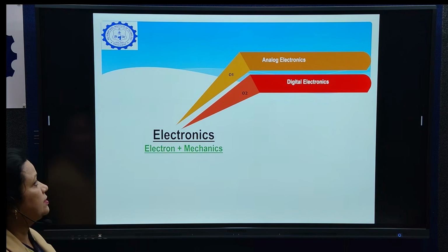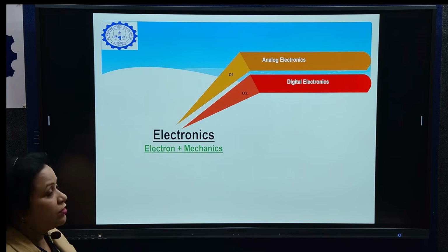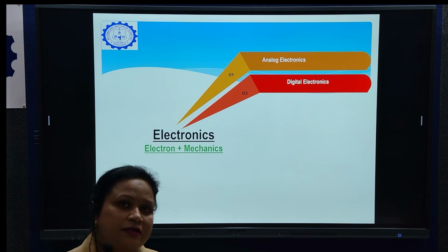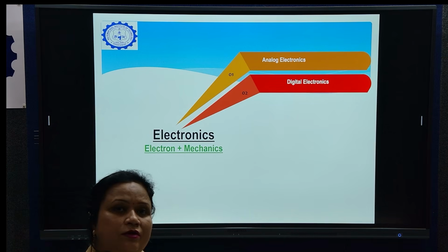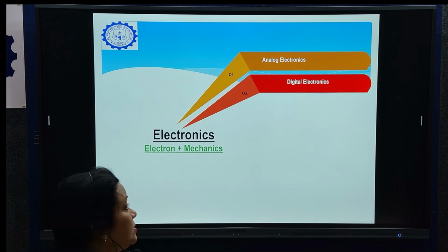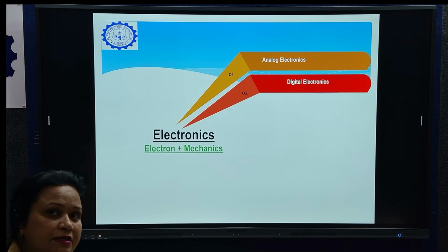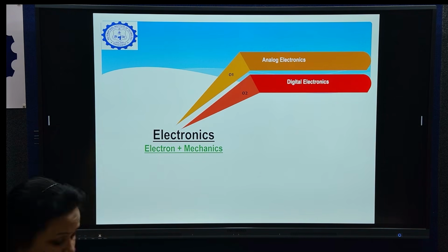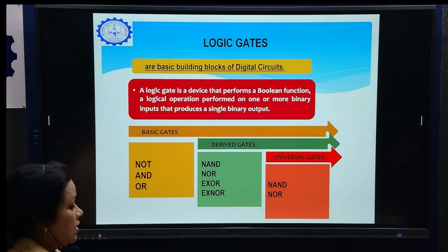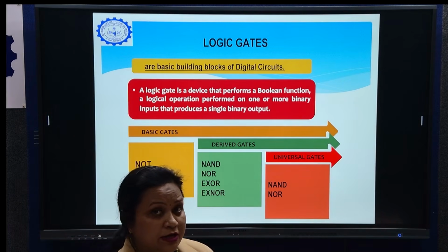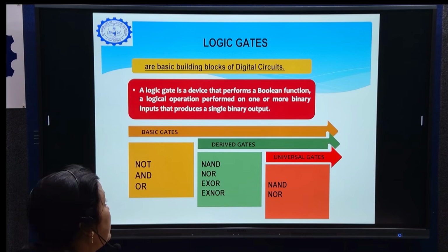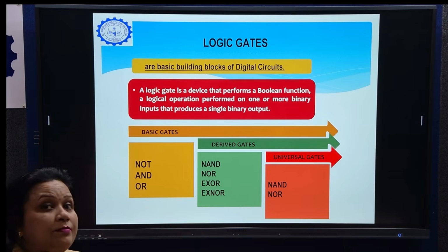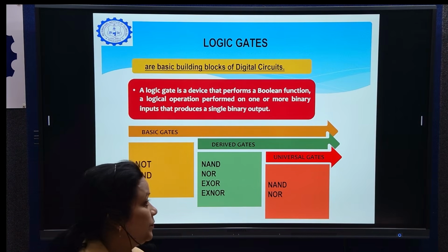This electronics is of two types. One is analog electronics and the other one is digital electronics. In analog electronics, basically analog circuits are studied. In digital electronics, we study the digital circuits. Now, as in a human body the basic building blocks are cells, similarly in digital circuits, the basic building blocks are logic gates, right?